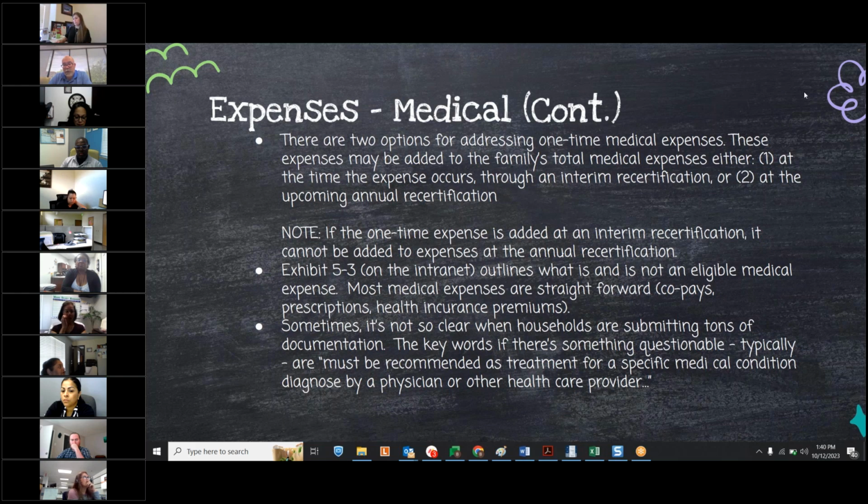I think more often than not, or at least I tend to get questions about things like medical supplements or vitamins. The key word in both of those cases, this is what HUD says, is that it must be recommended as treatment for a specific medical condition diagnosed by a physician or other healthcare provider. My doctor would probably want me to take vitamins too, but I don't. If they were asking me to do it for a specific medical condition, then those hypothetical expenses could be used. If it's just to be healthier, they could not.